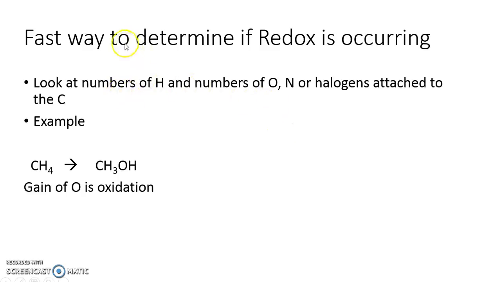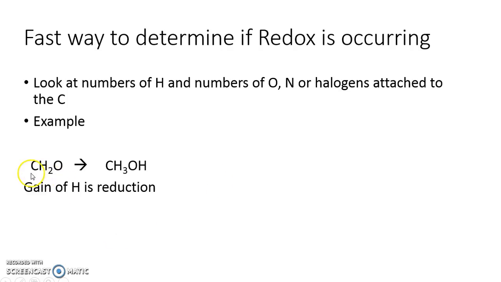What we do is we look at the numbers of hydrogens and the numbers of oxygens, nitrogens, or halogens on the carbon. Here's an example. When methane is transformed to methanol, you can see that the carbon gains an oxygen. So the gain of a heteroatom of oxygen, nitrogen, or halogen, and basically any of the atoms that are more electronegative than carbon, then we have oxidation occurring. So at a glance, we can see that's oxidized.